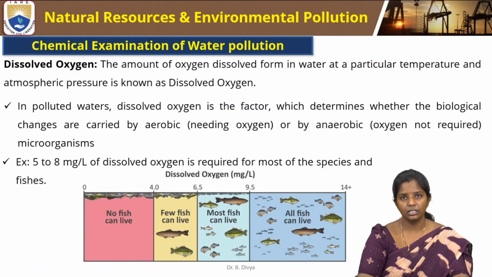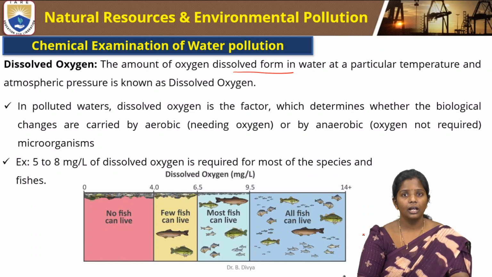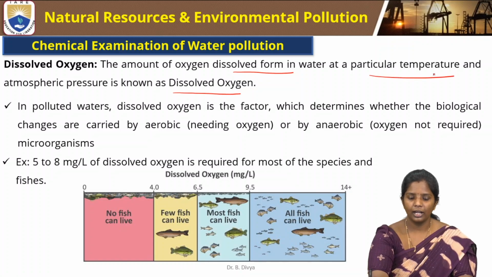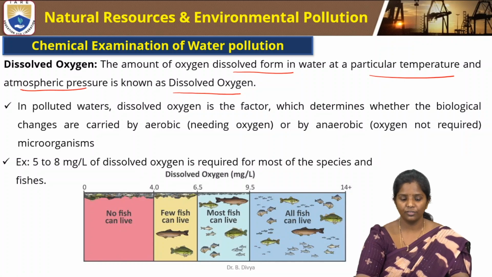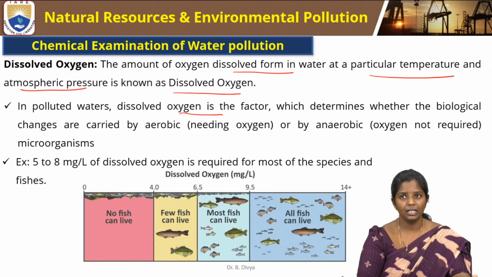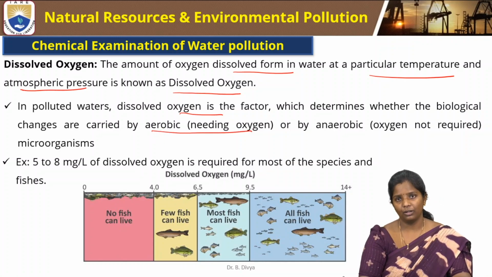So next is dissolved oxygen. This is the amount of oxygen in dissolved form in water at a particular temperature and atmospheric pressure. At a particular temperature and atmospheric pressure, the oxygen present is nothing but the dissolved oxygen. In polluted waters, dissolved oxygen is the factor that determines whether the biological changes are carried out by aerobic or anaerobic microorganisms, because anaerobic ones don't require oxygen, whereas aerobic ones require oxygen for their growth.